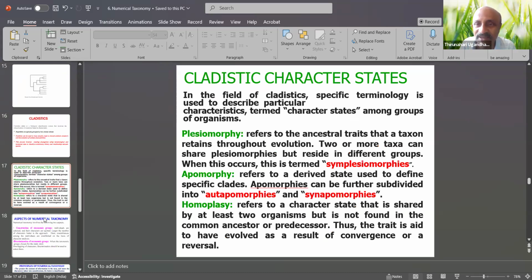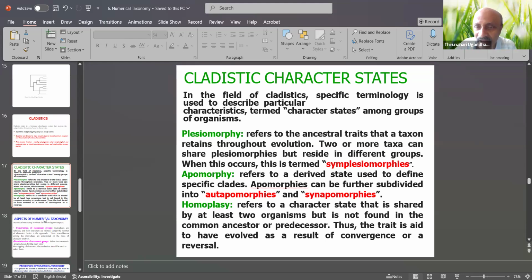Then what are the characters in the field of characters? Specific terminology is used to describe characters, termed character states. It means specific, common character features. The type of leaf: simple. The type of leaf: compound. Also bifoliate leaf. For example, plants with trifoliate leaf, bifoliate leaf, tetrafoliate leaf. That is one common character feature, common among a group of organisms or one family among the characteristic groups.